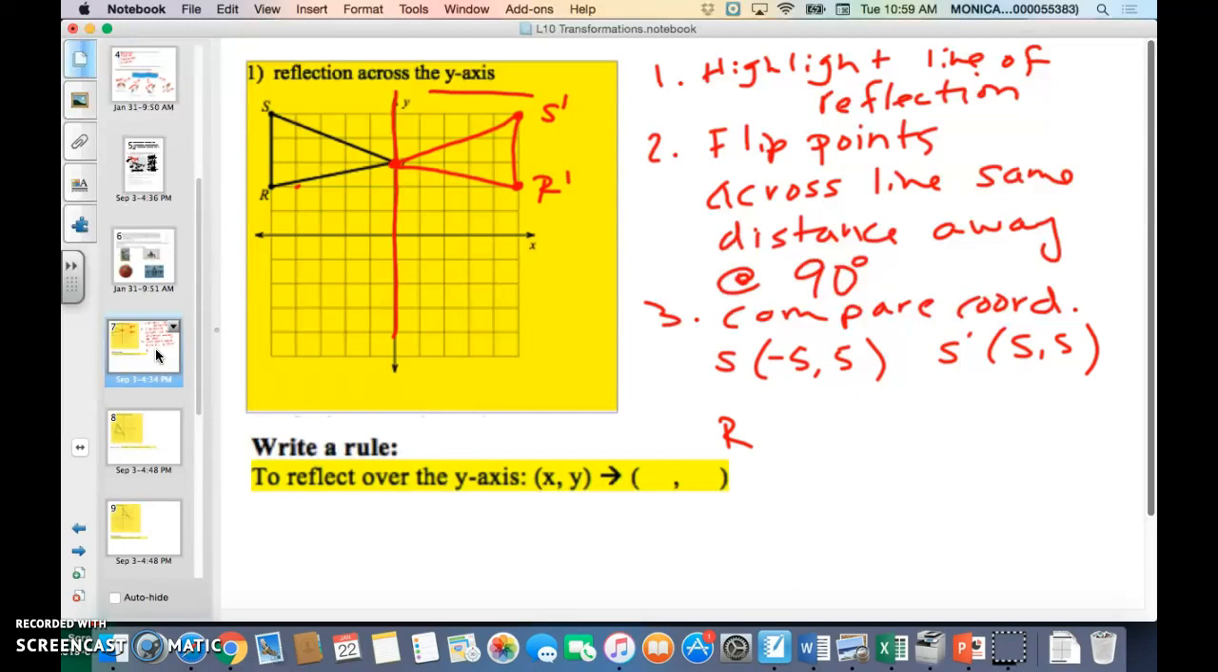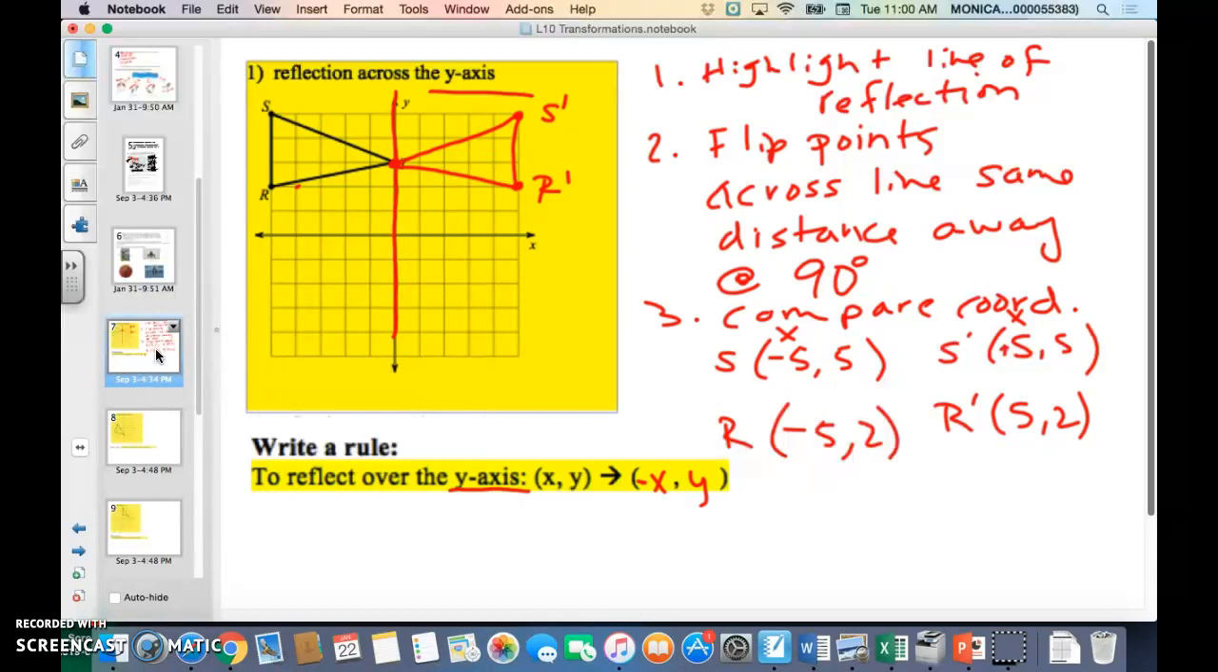R, we're not going to compare T because obviously it stays the same. R is at -5, 2. R prime is at 5, 2. What you should notice is that the x coordinate changes. You see that? It went from negative to positive. But the y coordinate stays the same. So how do we write that as a rule? We write it as negative x, y.